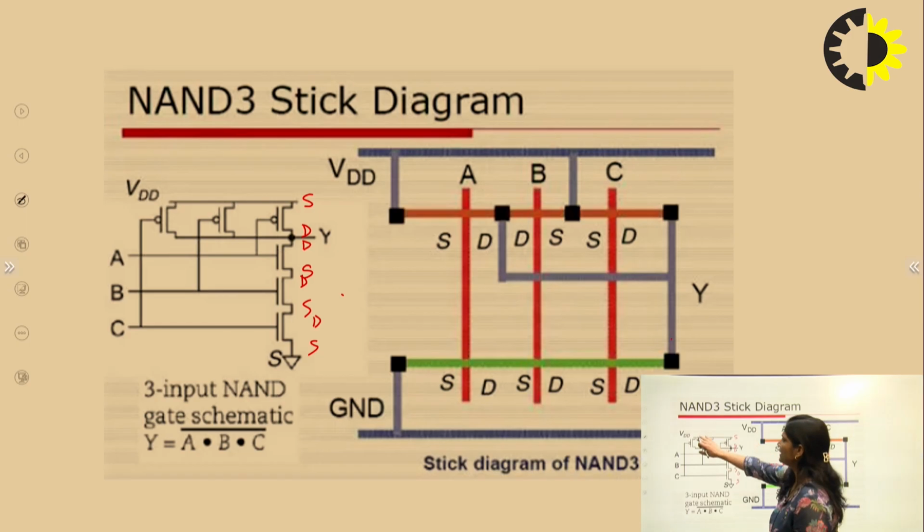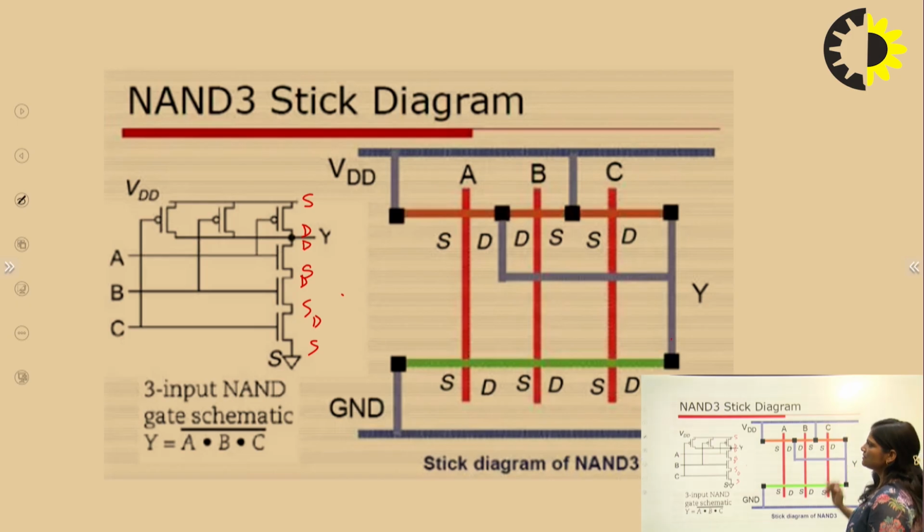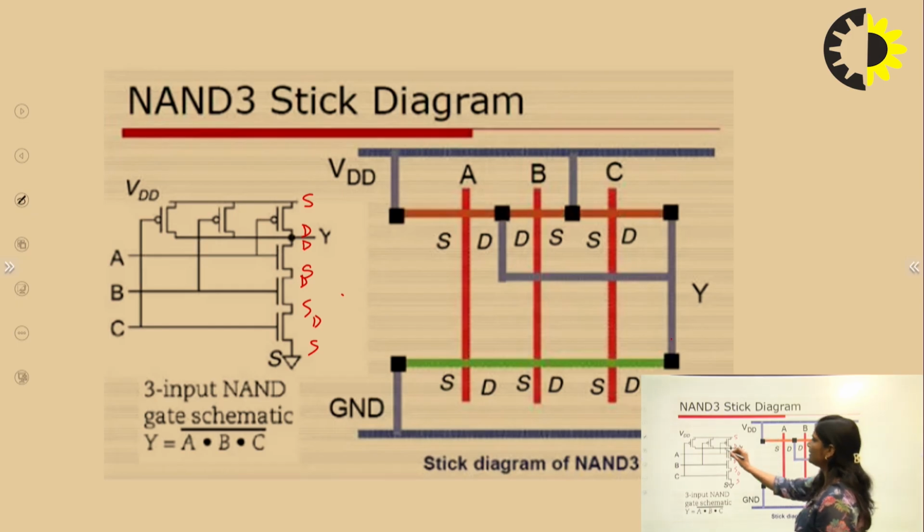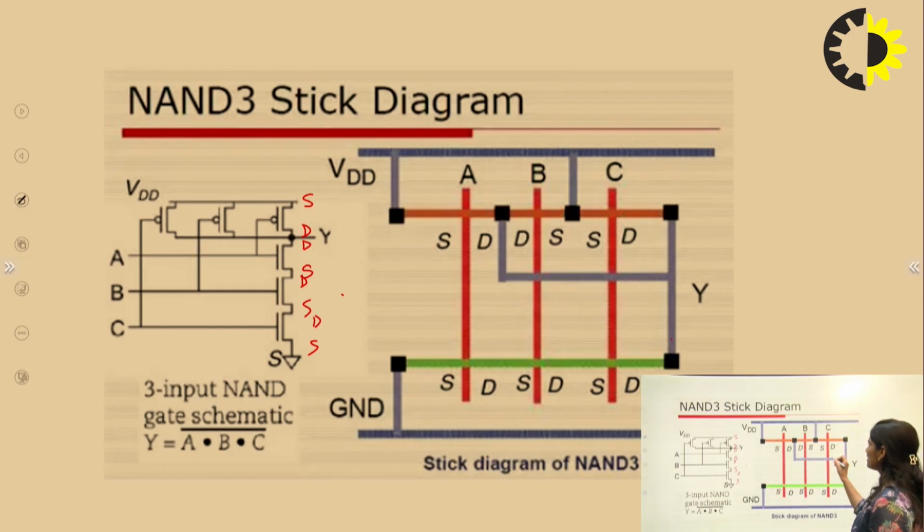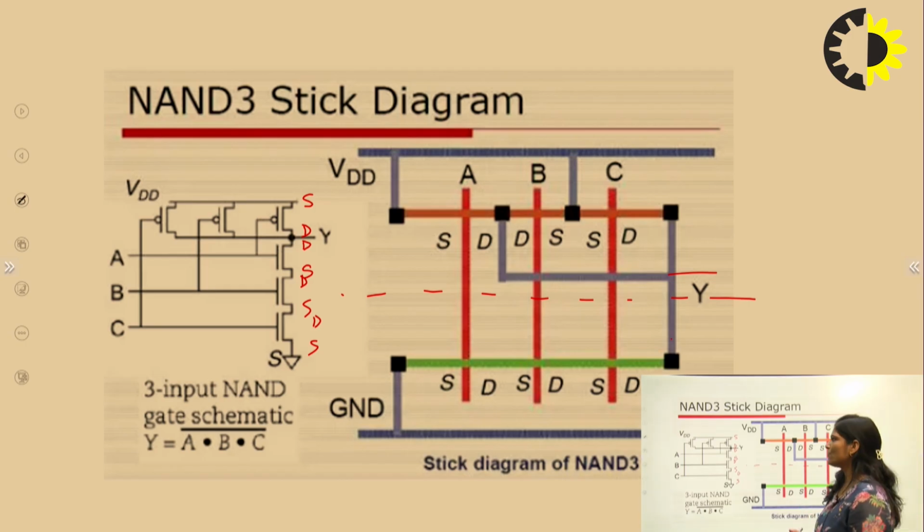Now if we take the case of PMOS, the sources of all of these are connected to VDD. So we can take a common metal line in between these two sources, and there is a single line for this source, and the drains are connected to the output. So all these drains are connected to this output. And here you can also draw a demarcation line in between PMOS and NMOS. So this is the stick diagram of this example.